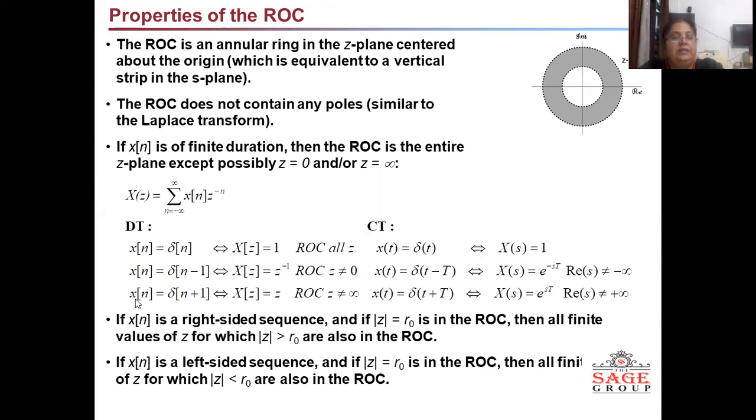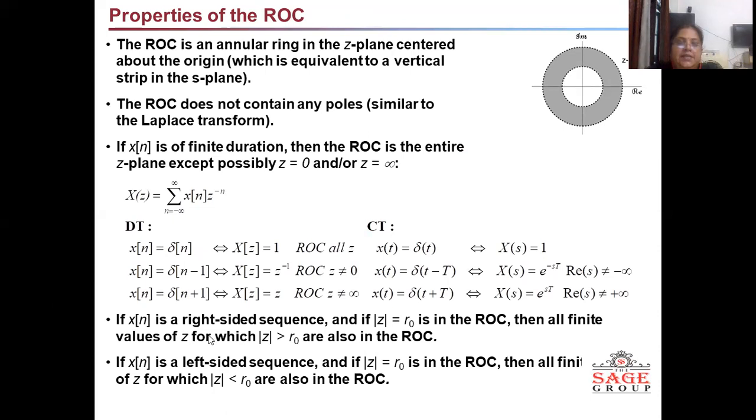Now we have taken the third example. Here we have shifted the impulse on the right-hand side. So its transform will be z to the power of minus n naught, and its ROC will be all places except z equals infinity. Here we have also discussed the same with the help of continuous-time signals, comparing with the Laplace transform.